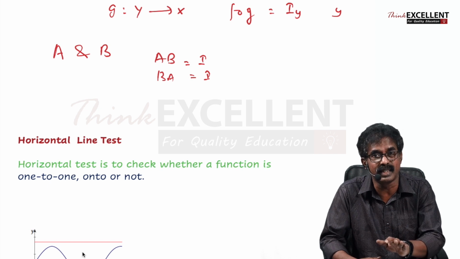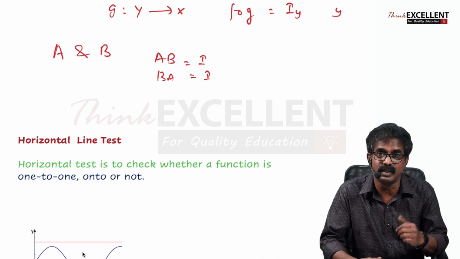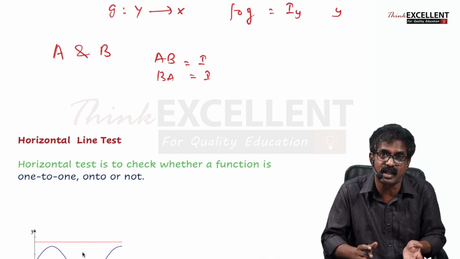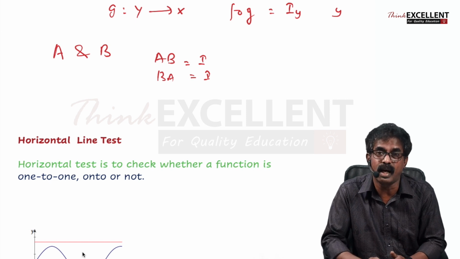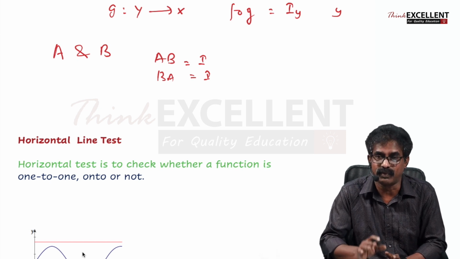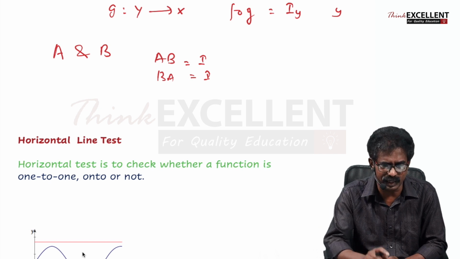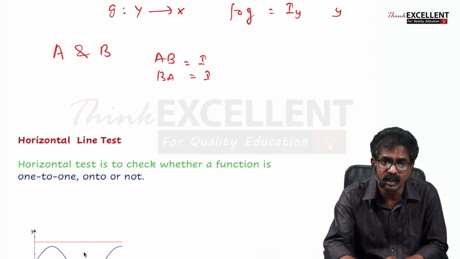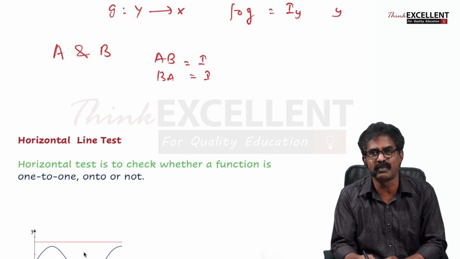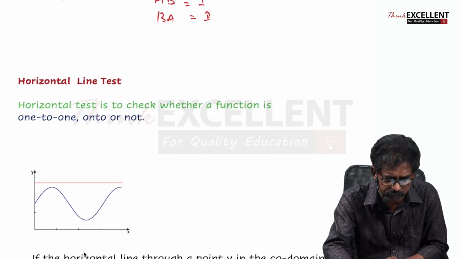But for the horizontal line test, first the purpose. In the vertical line test, a curve is given and you check whether it is a function or not. But here a function is given, and we have to check whether it is 1-1, onto or not. So a function is given, and we are going to check whether it is 1-1 or not. That is the purpose of the horizontal line. Here we draw horizontal lines, whereas there we draw vertical lines. Three steps you remember, just to explain to you.